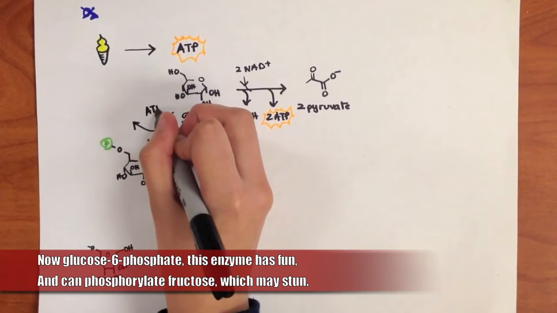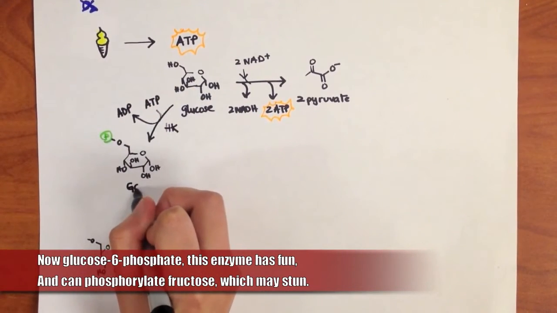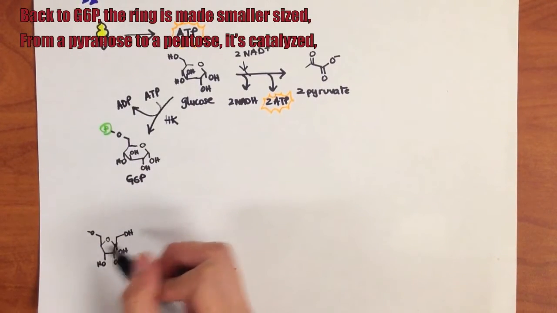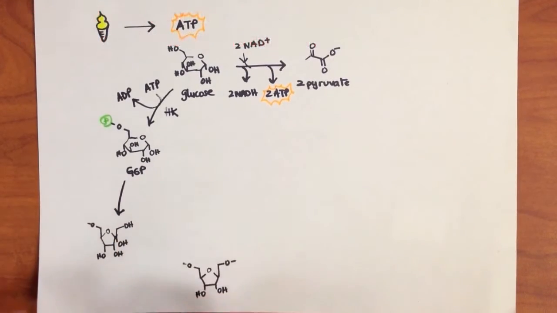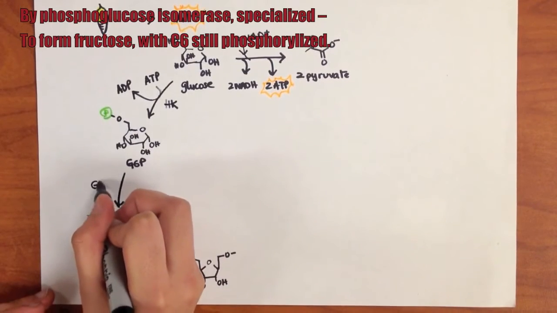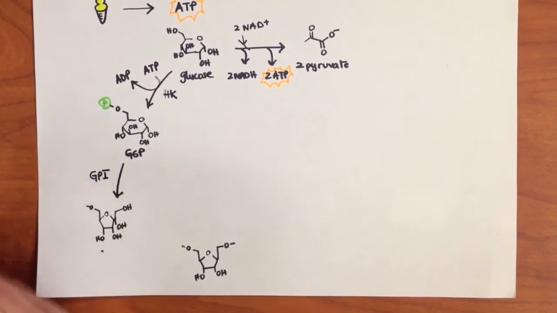Now glucose 6-phosphate, but this enzyme has fun and can phosphorylate fructose, which may stun. Back to G6P, the ring is made smaller sized. From a pyranose to a pentose, it's catalyzed by phosphoglucose isomerase, specialized, to form fructose, with C6 still phosphorylated.